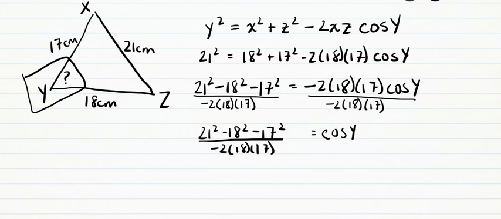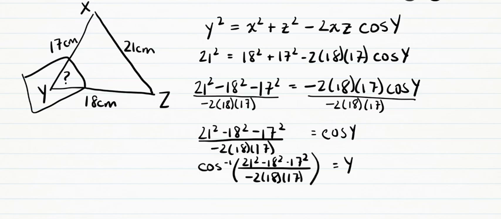And to isolate for angle y, we know that we take the cosine inverse of the other side. And this is the point where we want to put this whole calculation into our calculator. And if we do that, we get that angle y is about 73.7 degrees.